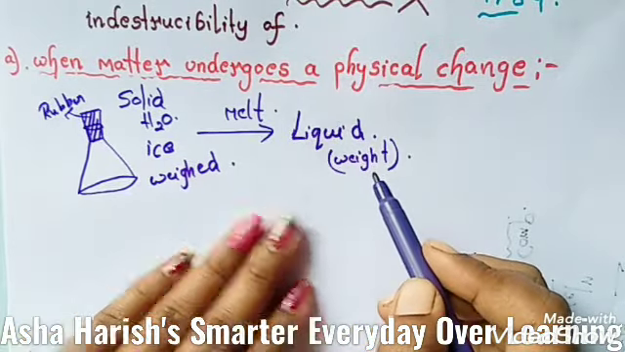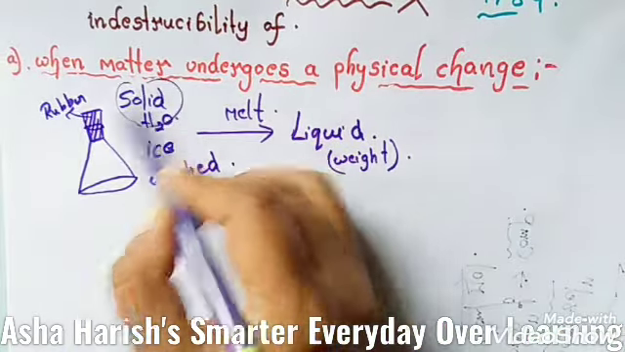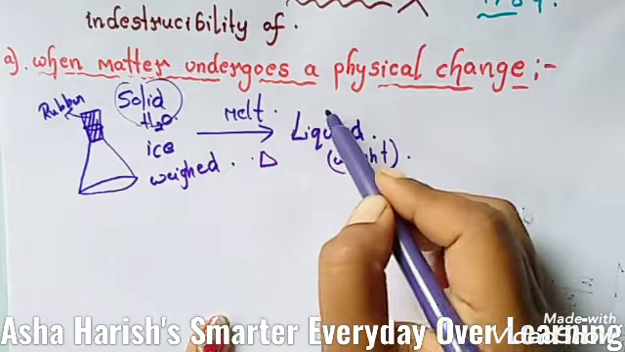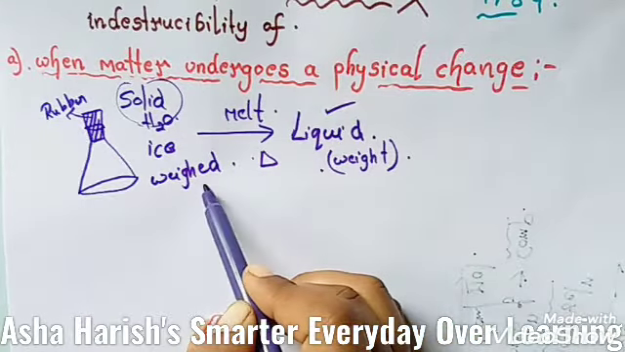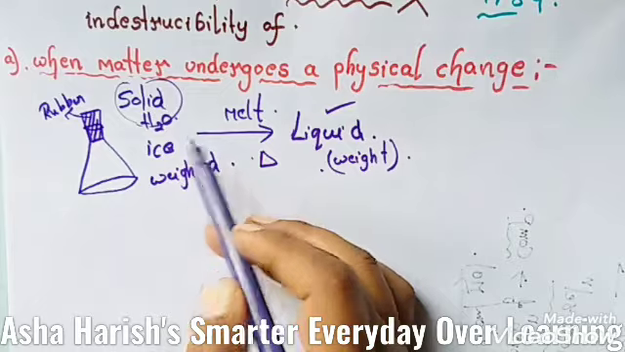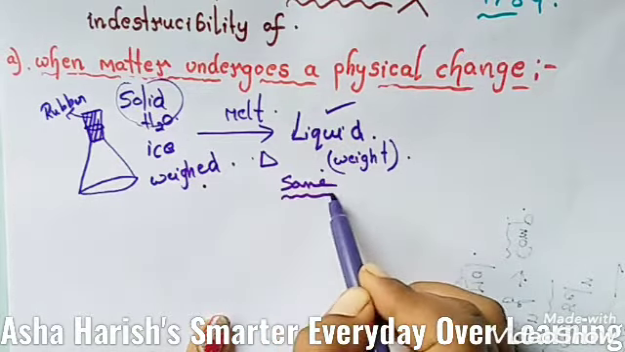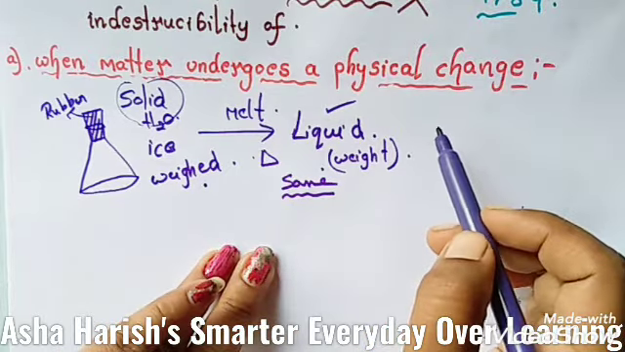The physical change takes place after the melting of this solid substance. After applying some heat, it becomes liquid. The weight is the same: the weight of the solid, that means the ice cube, and the weight of the liquid are the same. You should observe this. Okay, this is about matter undergoing a physical change.